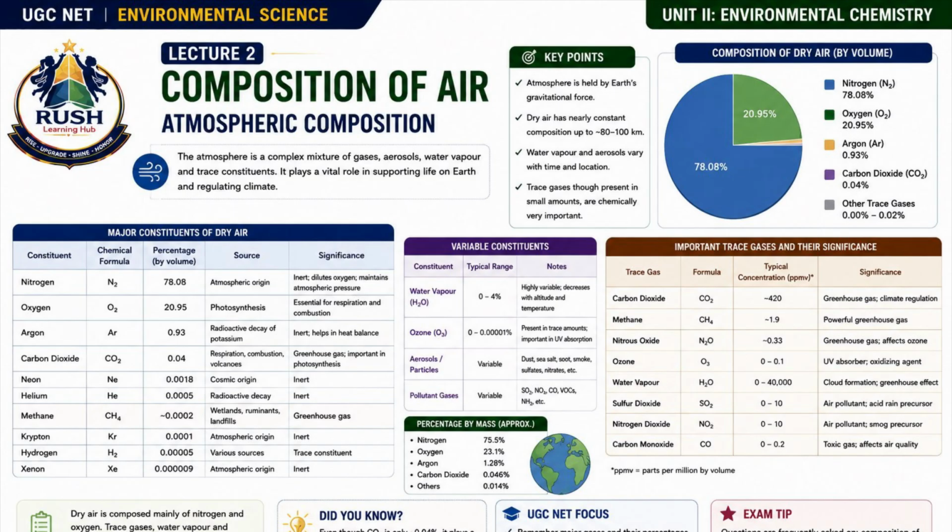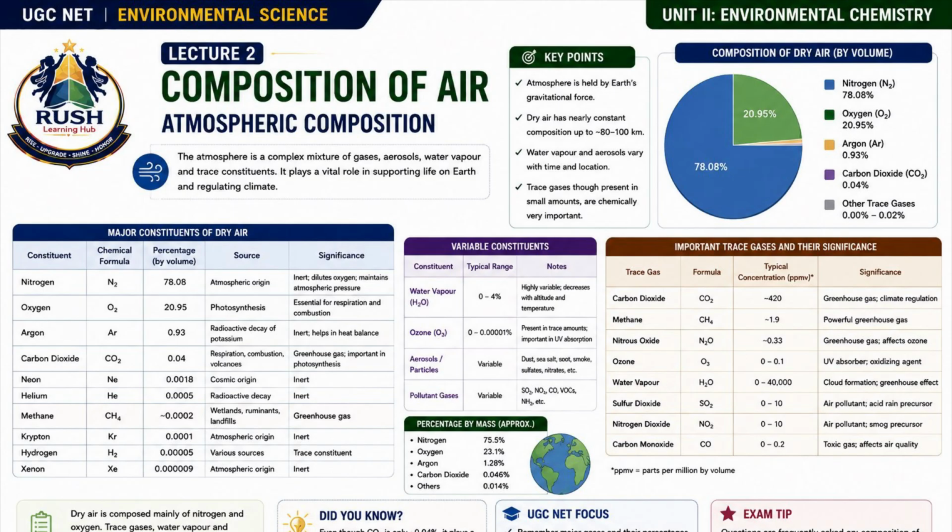Now let's discuss some environmentally important trace gases. The first is methane, represented by CH4. Methane is a powerful greenhouse gas and contributes significantly to global warming. Major sources include wetlands, rice fields, livestock farming, landfills, and fossil fuel extraction. The second is nitrous oxide, represented by N2O. Nitrous oxide is another greenhouse gas and also contributes to stratospheric ozone depletion.